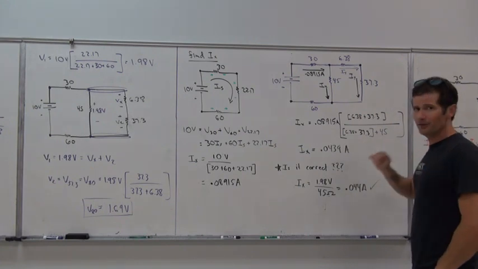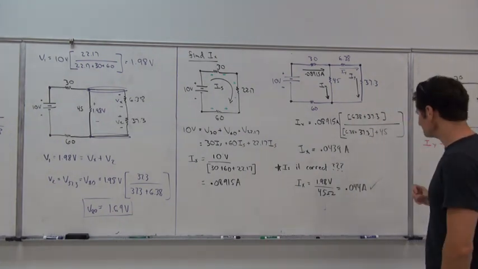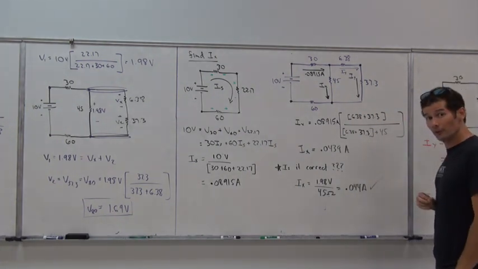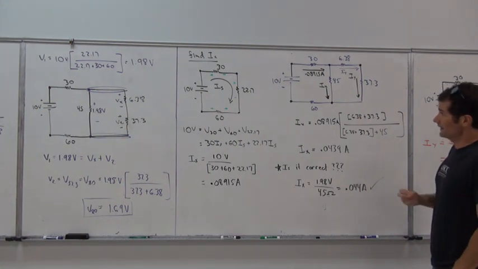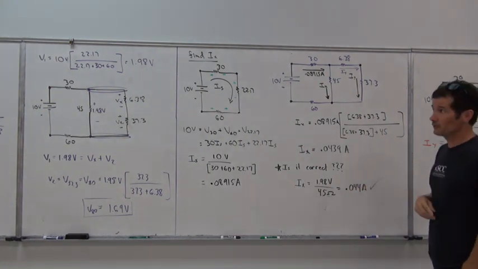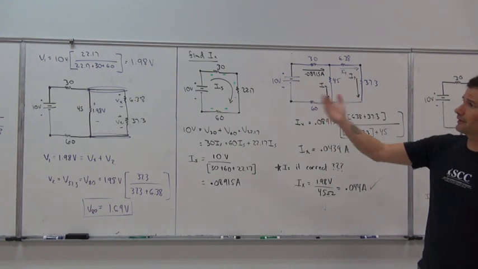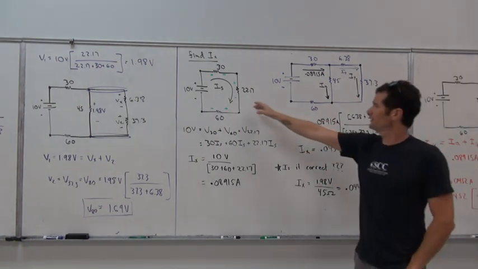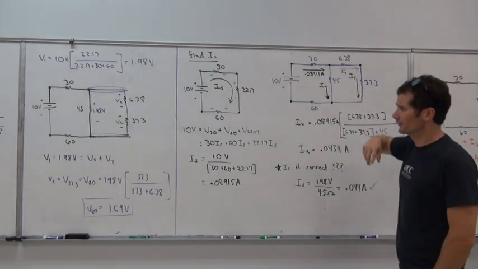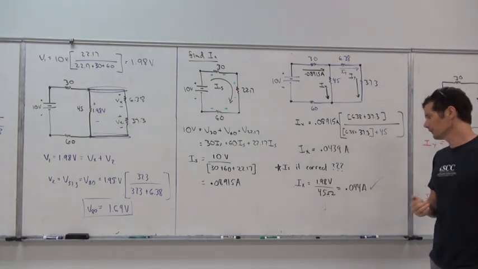Let's go back and see if we can remember how to do this intuitively. Well, we already have the voltage that's across that 45 ohm resistor. It's the same as the voltage that we found for the 22.17 ohms equivalence. And that was 1.98 volts.